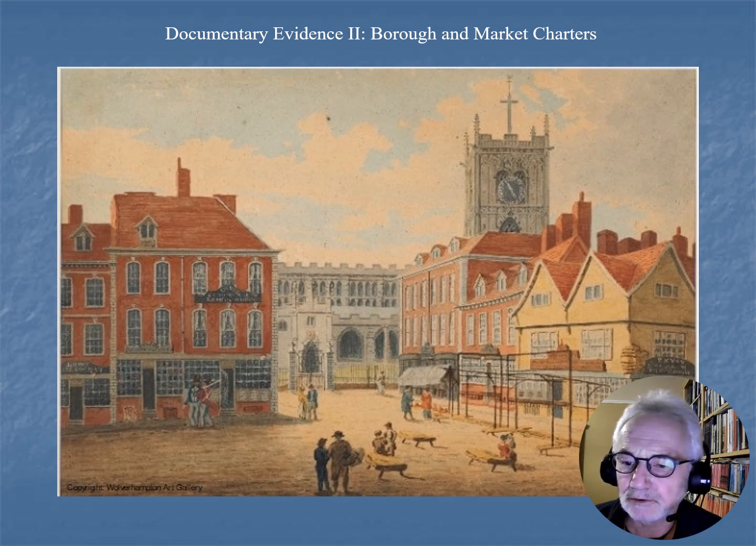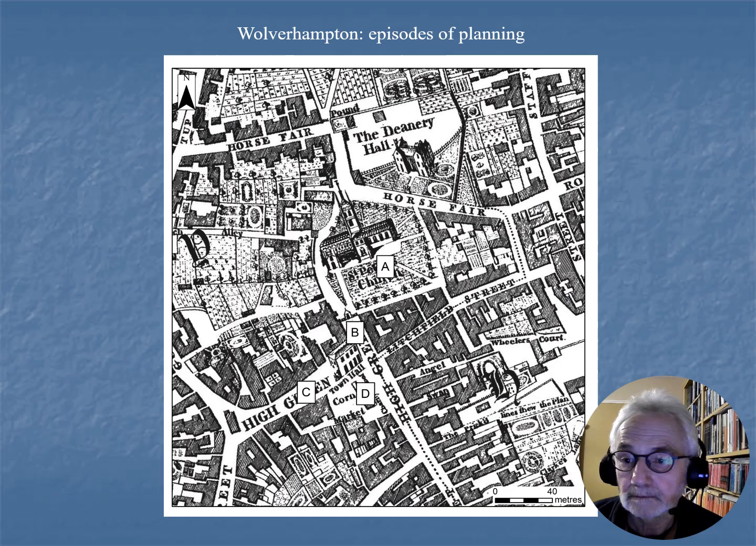As I discussed for Eccleshall, the acquisition of a market charter may, however, indicate a period of interest in a town and suggest dates for episodes of town planning. We can illustrate these points in more detail by looking at the case of Wolverhampton, whose marketplace and parish church are shown here in a 19th century view. This slide shows the major episodes of medieval town planning at Wolverhampton, overlaid on the earliest plan of the town, Isaac Taylor's survey of 1750.